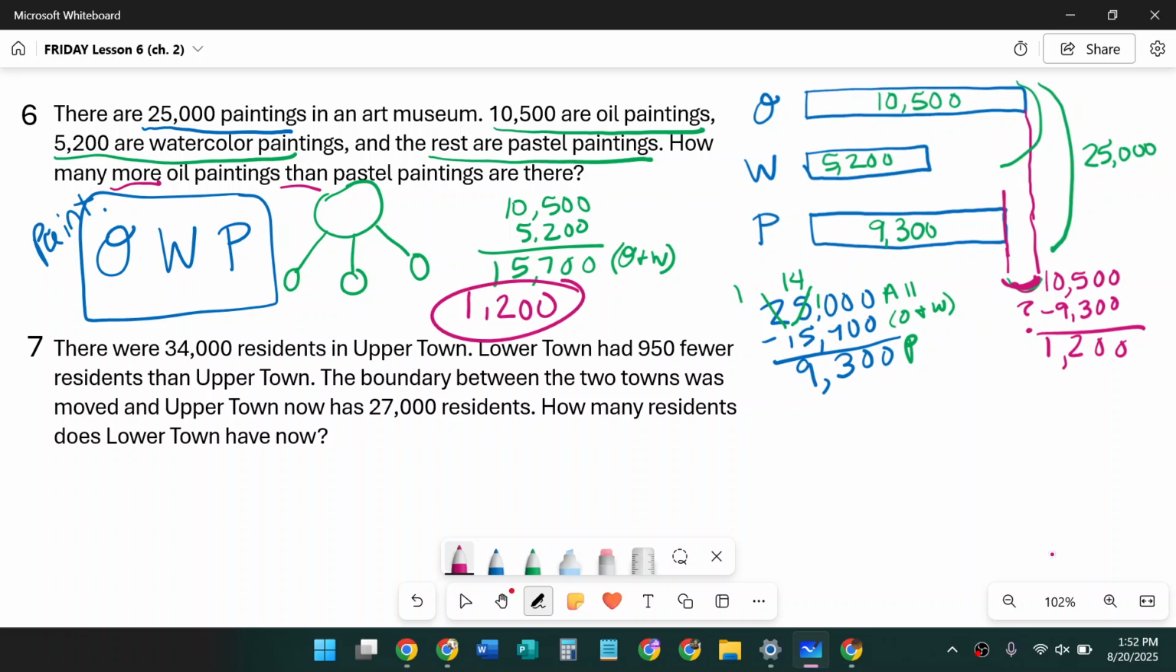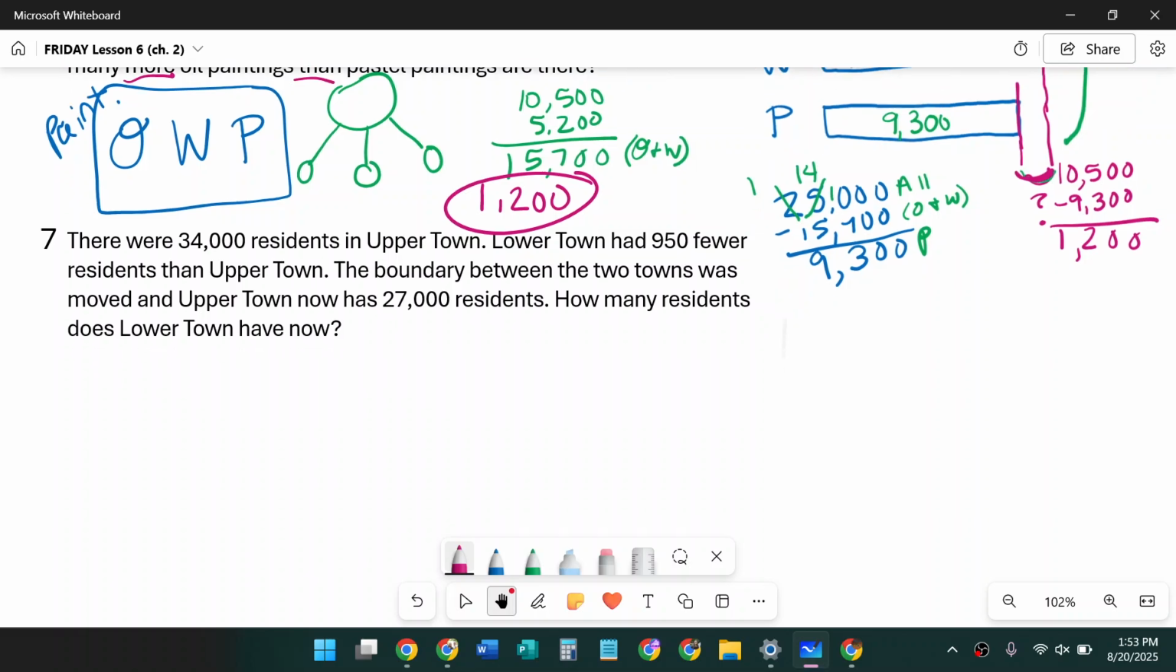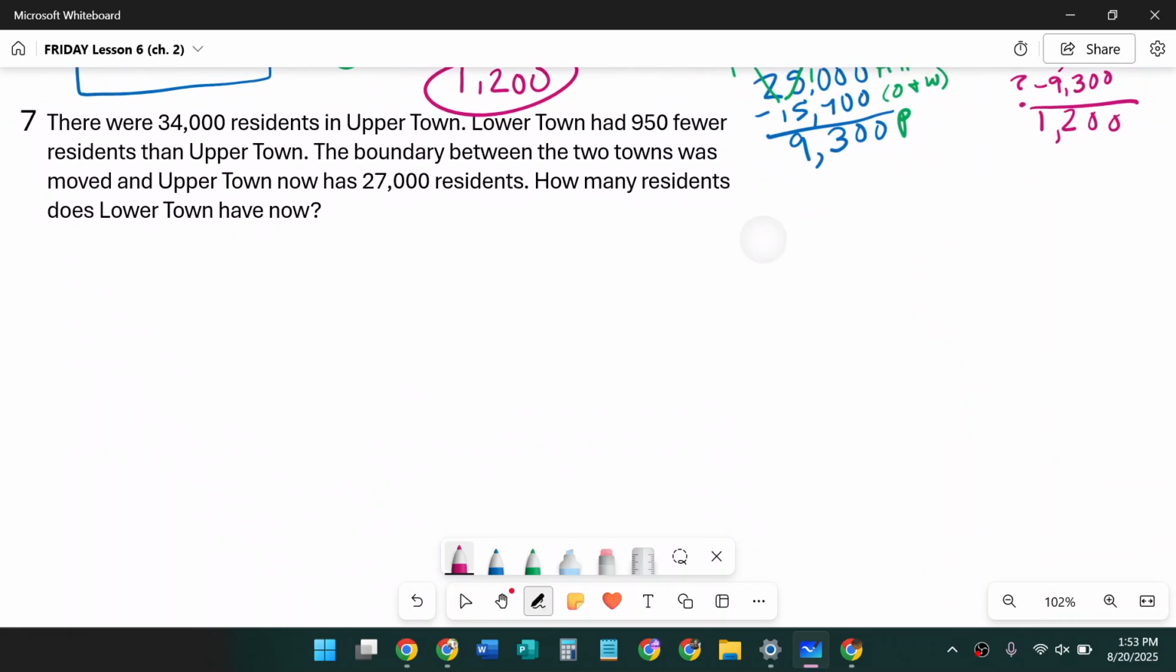All right, the last word problem. This one, I'm going to scoot this up so I have more room. This one is a before and after problem. There were 34,000 residents in Upper Town. Lower Town had 950 fewer residents than Upper Town. The boundary between the two towns was moved, and Upper Town now has 27,000 residents. How many residents does Lower Town have now?